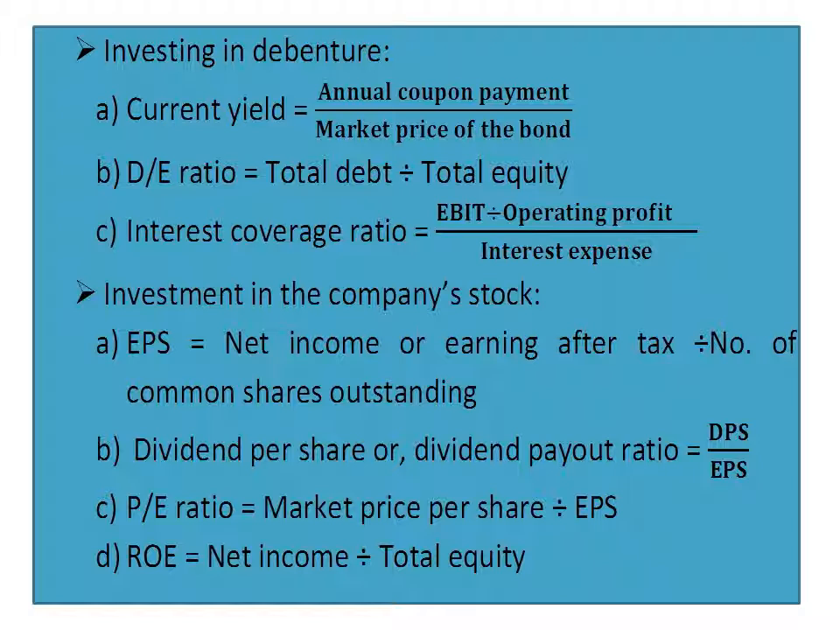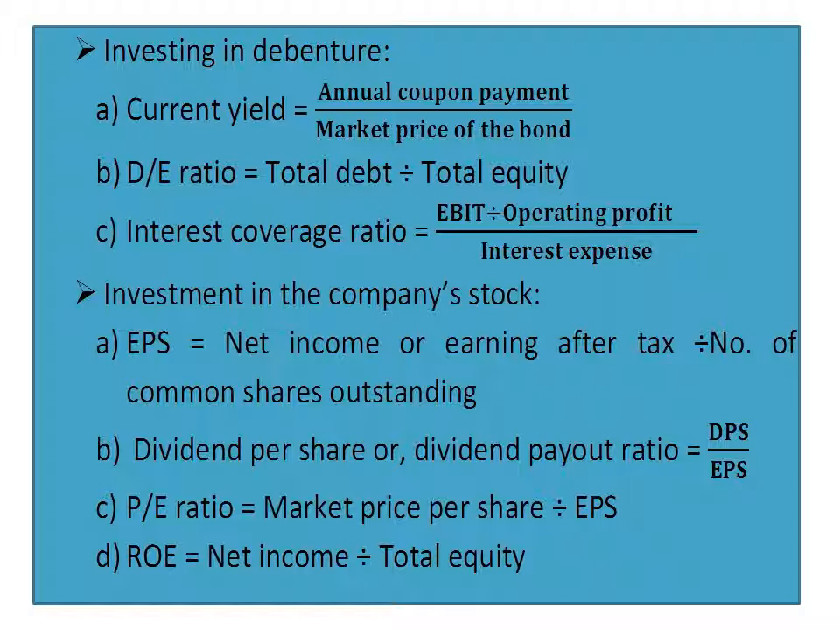Investment in company's stock. Earnings per share equals net income or earnings after tax divided by number of common shares outstanding. Number B, dividend per share or dividend payout ratio are the same, equal to dividend per share divided by earnings per share. Price earnings ratio equals market price per share divided by earnings per share. Return on equity equals net income divided by total equity.